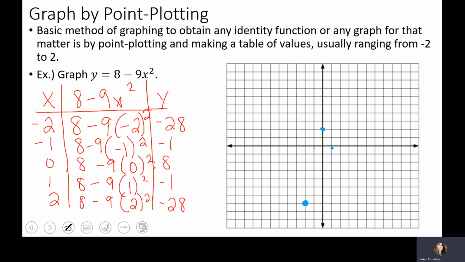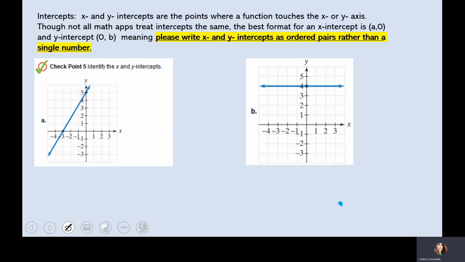I've got to play around with that and figure it out, but you should have a point here, as you see me trying to make. All right, then 2, -28 is going to be here. All right, you guys get the picture. You've plotted plenty of points before, plenty of graphs. All right, let's move on.